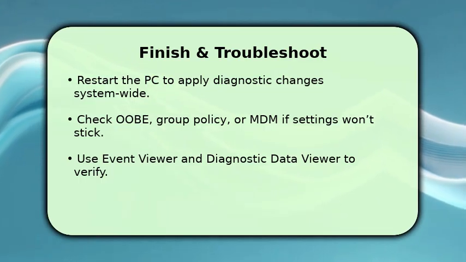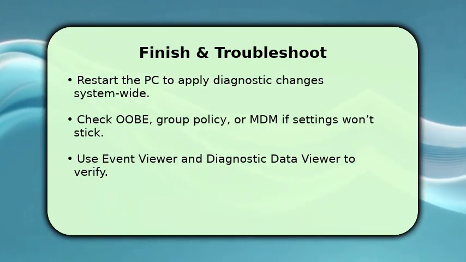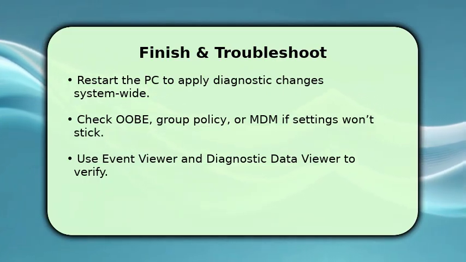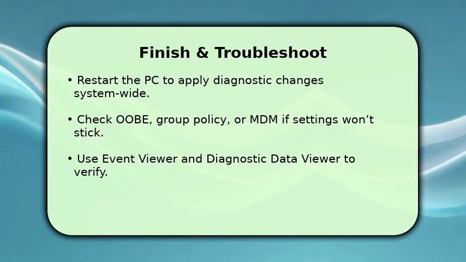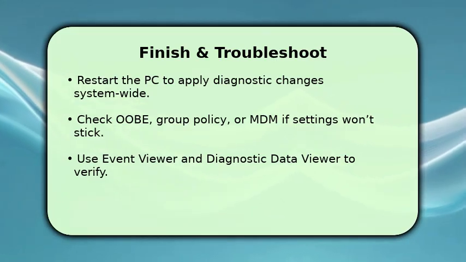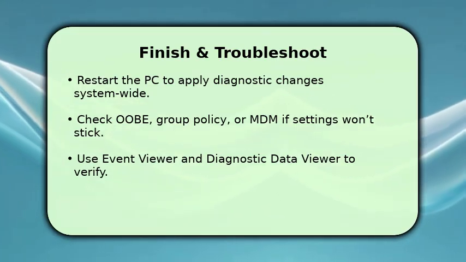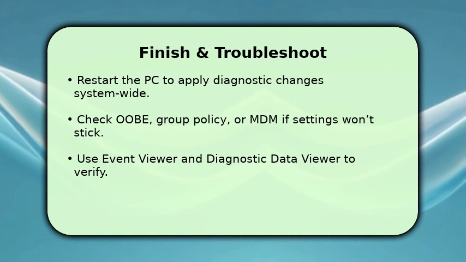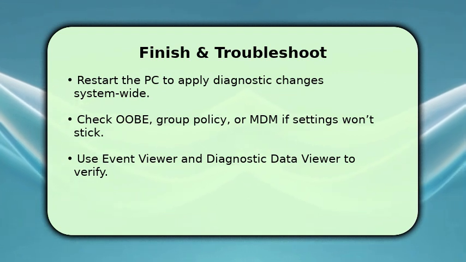If settings revert or won't stick, check for group policy, mobile device management, or registry locks that override your choices and disable those policies if permitted. One key troubleshooting tip: run gpedit.msc, or consult your IT admin to remove forced telemetry policies.